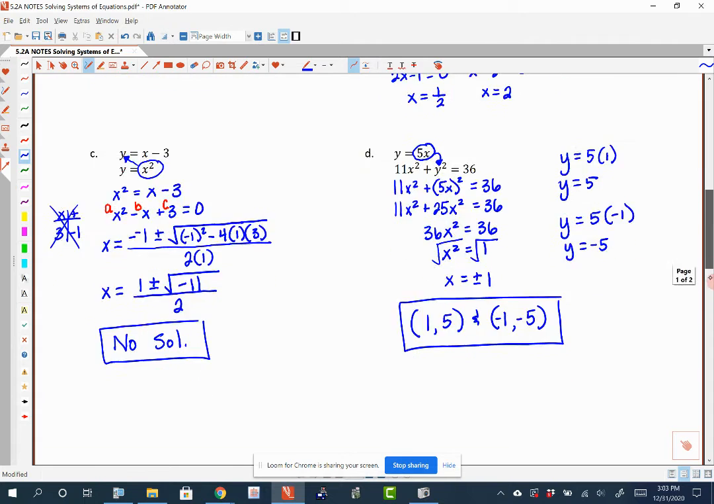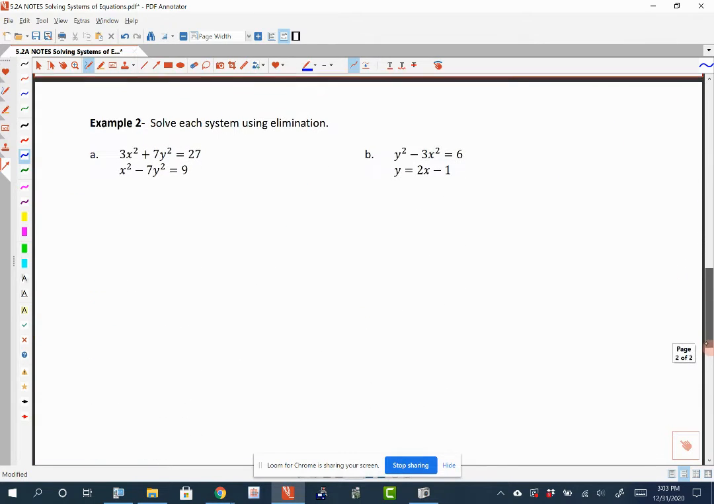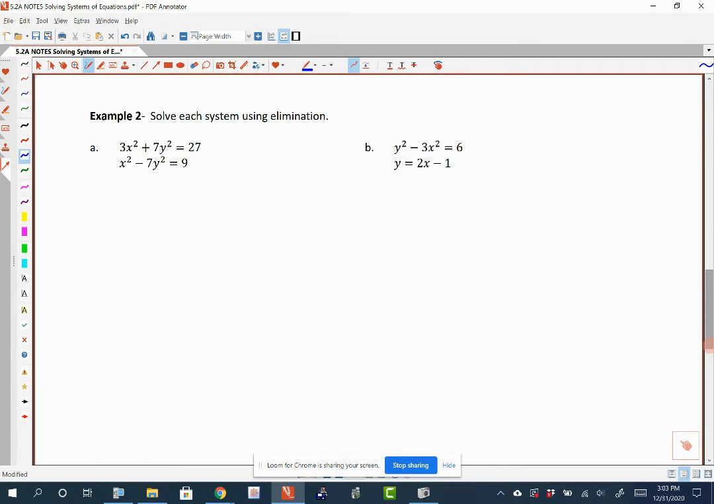All right, let's look at the back side of your notes. Example 2, now it says to do this doing elimination. So just like we reviewed in the last video, we want to eliminate by adding one of the variables and they eliminate each other. We want to have the same coefficient and the opposite sign. So as I look at problem A, I'm already seeing that my y's are exactly the same coefficient and we've got an opposite sign. So I'm ready to eliminate those y's.